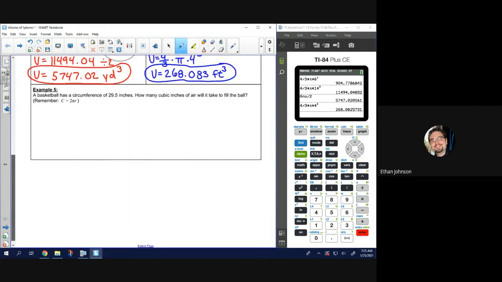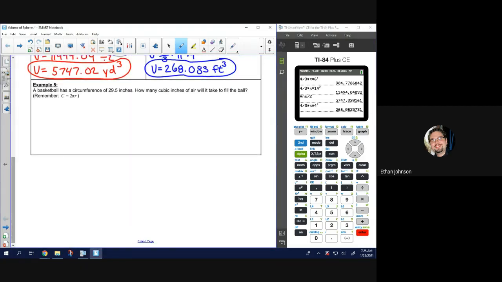And we have one more word problem for you guys. A basketball has a circumference of 29.5 inches. How many cubic inches of air will it take to fill the ball? Well, we don't have a radius in this. However, we did make a note for you guys that in order to get circumference, or the distance around the shape, its circumference equals 2 times pi times r.